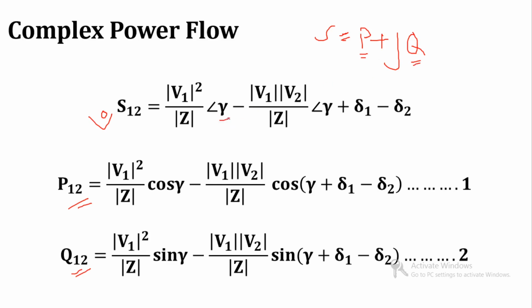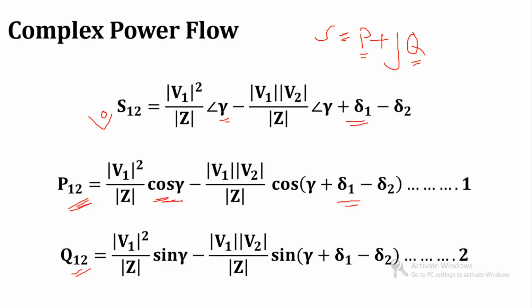So the cosine of the angle of complex power is equal to active power. So we can say that P12 is equal to mod V1 square by mod Z cos gamma minus mod V1 mod V2 by mod Z cos gamma plus delta 1 minus delta 2. That is the equation of P12.